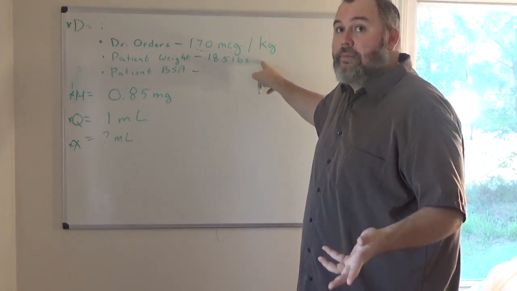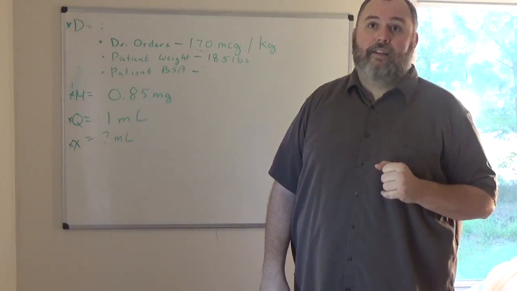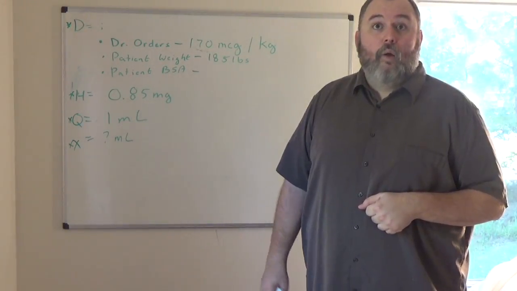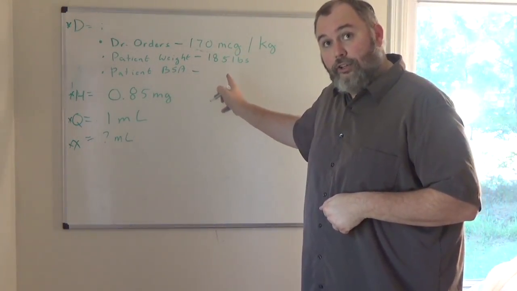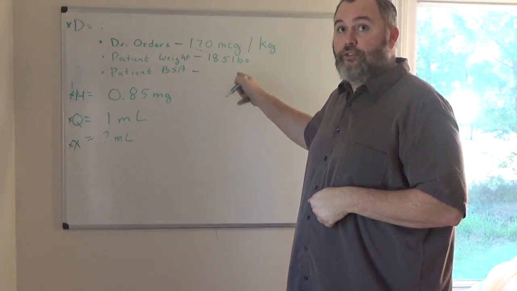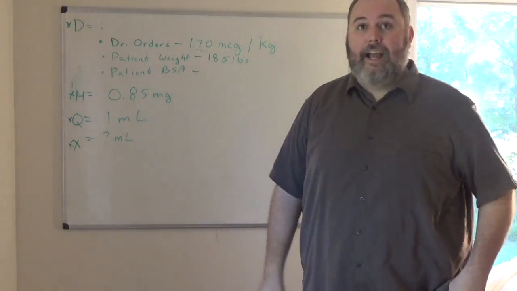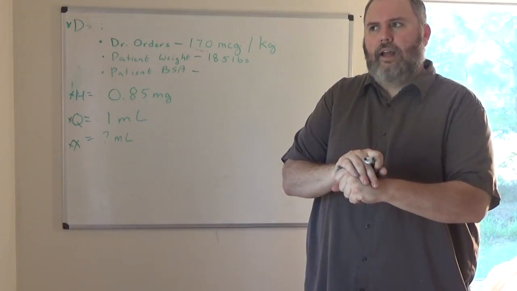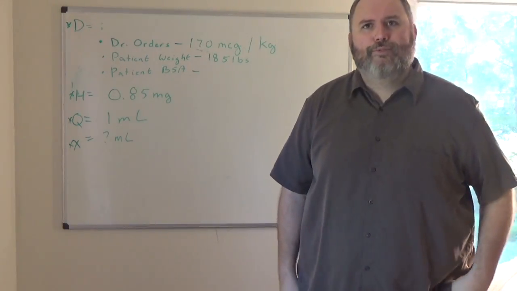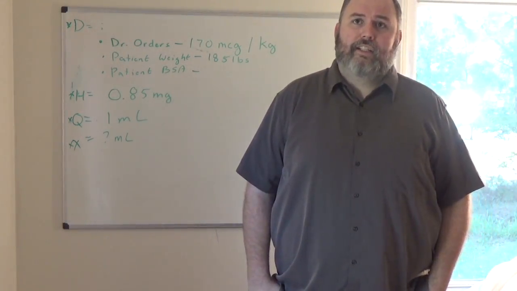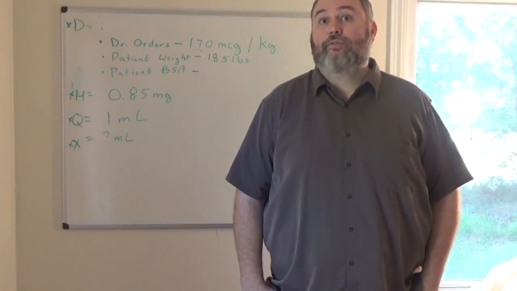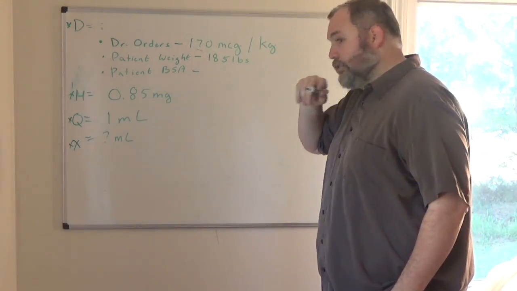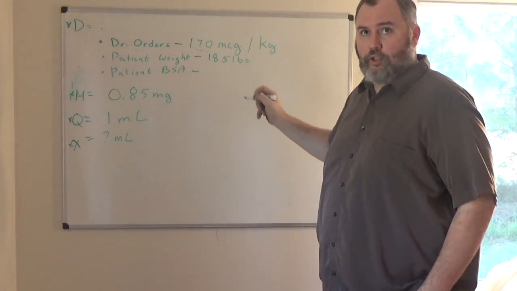We know the patient's weight in pounds. The doctor prescribed the medicine by kilograms. So module 1's coming back to haunt us. We have to convert 185 pounds to kilograms. Now I will tell you this: your module 5 sheet actually gives you a very good conversion factor to find. So find that conversion factor that will get you from pounds to kilograms.